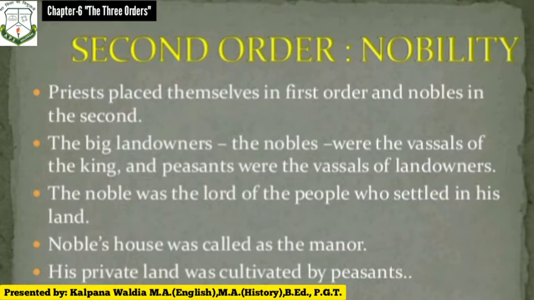Under the second order comes nobility. Priests placed themselves in the first order and nobles in the second. The big landowners, the nobles, were the vassals of the king and peasants were the vassals of the landowners. The noble was the lord of the people who settled on his land. The noble's house was called a manor. His private land was cultivated by the peasants.